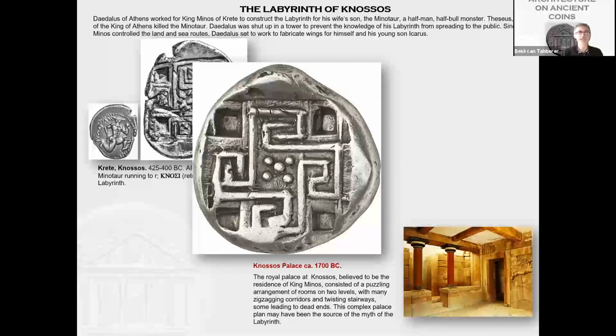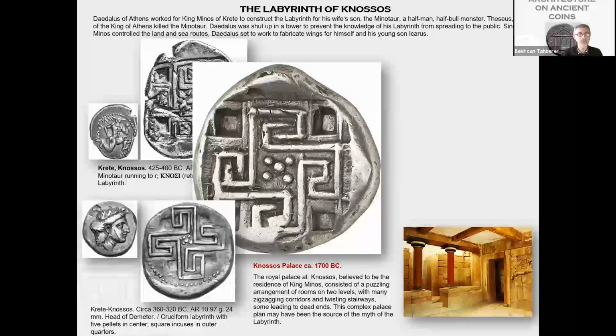labyrinth idea. So Daedalus of Athens worked for King Minos of Crete to construct this labyrinth for his wife's son. The whole story is extremely interesting. The Minotaur, a half-bull monster. Theseus, son of the king of Athens, killed the Minotaur. Daedalus was shut up in a tower to prevent the knowledge of this labyrinth from spreading to the public. Since Minos controlled the land and sea roads, Daedalus set to work to fabricate wings for himself and his son Icarus. You know the rest of the story, how they tried to fly away and how they perished, or the son perished actually.